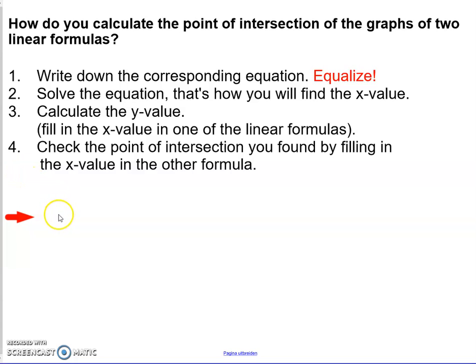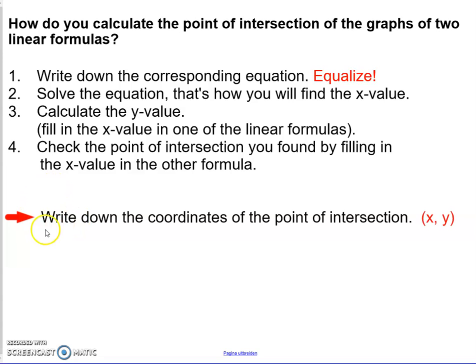Then, last step, and that's not really in the book, but when you are calculating the coordinates of the point of intersection, please write them down at the end of an exercise. And we always write down coordinates between brackets. Always first x value, then y. So let us look at the formulas we used before. And then we're going to calculate the coordinates of the point of intersection. We will use the same 4 steps.